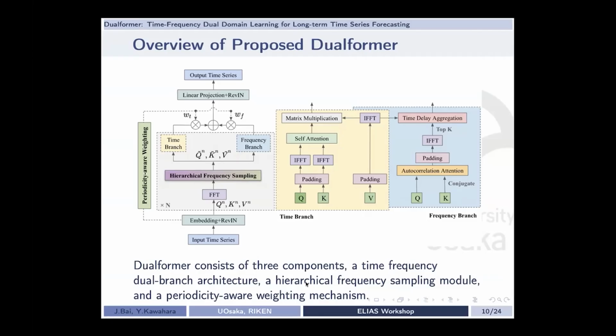And after feature extraction by the time branch and frequency branch, we have a periodicity-aware weighting algorithm, which generates weights for these 2 branches, so we can adaptively balance the contributions of the 2 branches. So this is the overview of our proposed model. And I'm gonna give you some details about each component.